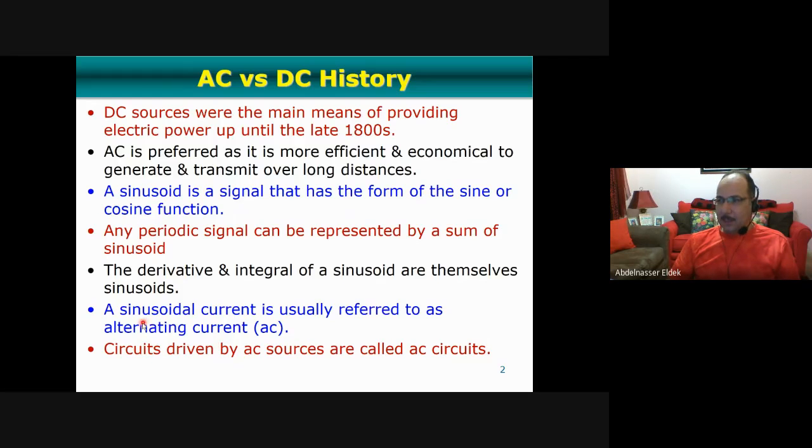The circuits that have AC sources are called AC circuits. Usually, as in the examples that we have solved before, when we have DC sources, we call them DC circuits.